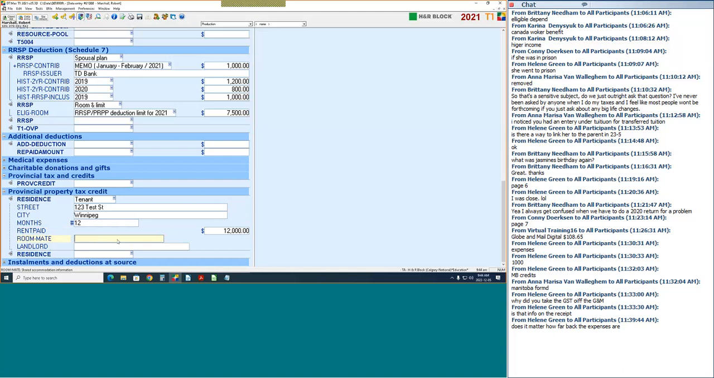But if you had a different roommate, you need the roommate's name because, remember, only one person per address can claim this. So if you put it on your return and your roommate claims it on their return, you're double claiming the expense. And in that case, when they find out that that happened, nobody gets it. So if you have a roommate, you have to say who the roommate is and expect that they're going to be checking their return. And you need a landlord. So I'm going to say Rental Co. Inc. If it's an individual, you need the name of the individual. If it's a property management company, you need the property management company, and it has to be on the receipt.